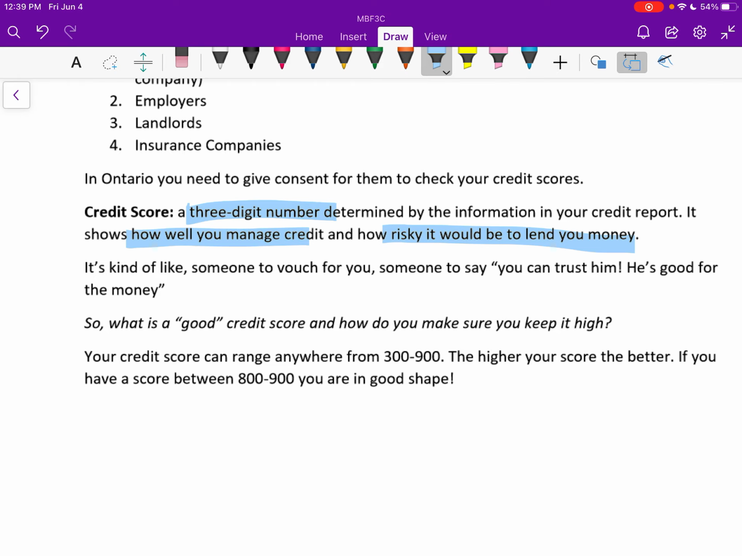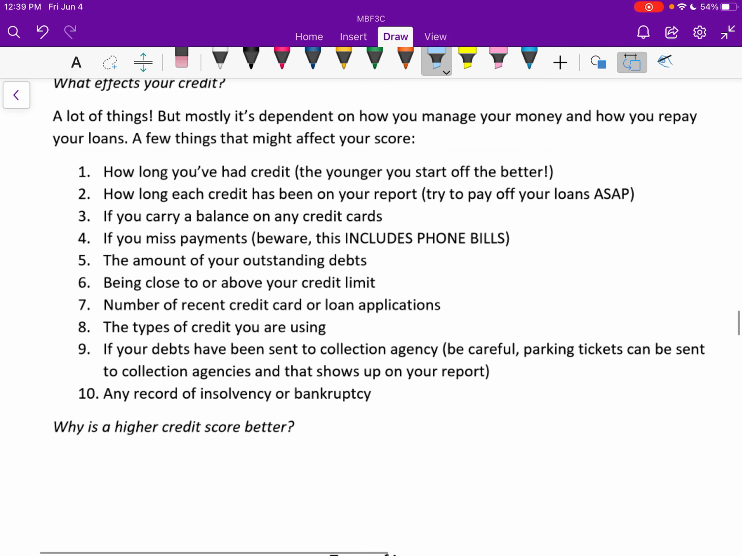So what is a good credit score? Your credit score can range anywhere from 300 to 900, right? The higher your credit score, naturally, the better it is. So if you have a score of 800 to 900, you're probably in good shape. You'll probably get a loan, right? There's a few ways that you can make sure you keep your credit score high.